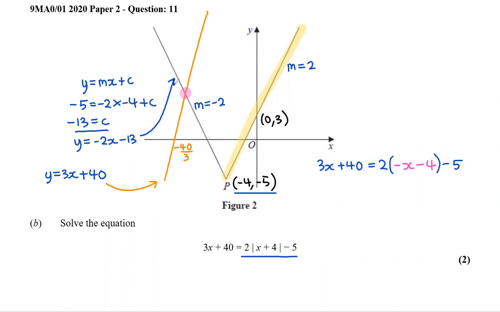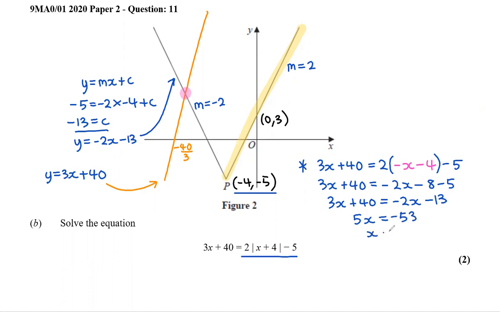Just to corroborate that, over here, we have 3x plus 40 is equal to negative 2x, subtract 8, subtract 5. So on the right-hand side, you can see we have exactly the same result as I found earlier. We just have to solve it now. So let's add 2x to both sides. We have 5x is going to equal negative 53. Dividing by 5, so that's negative 53 over 5, which is negative 10.6. Okay, so that's the equation solved. There's only one solution because the gradients diverge.